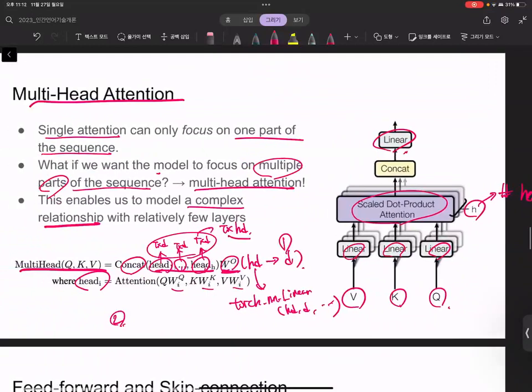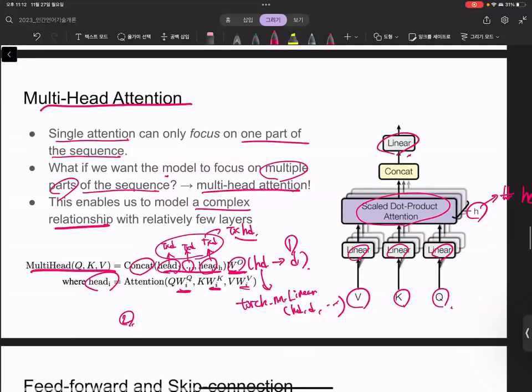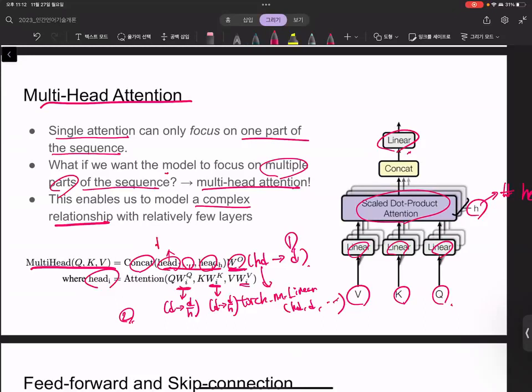And the second approach is we use this weight W to map D to D over H. Then this will be T by D over H. Okay, then if we concatenate, then it will be T by D. Okay, so this is the second approach.